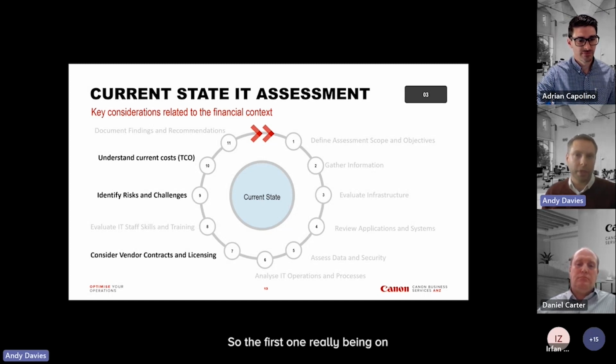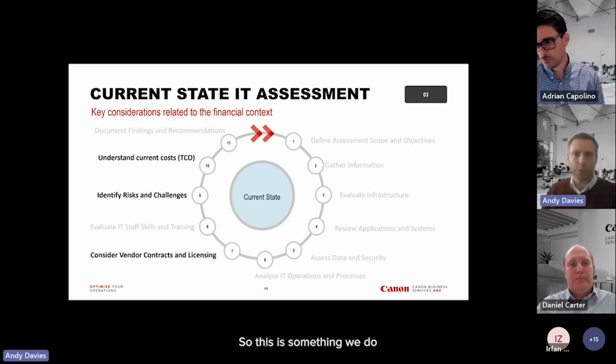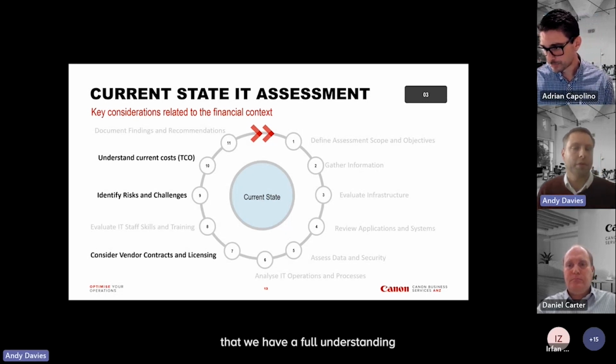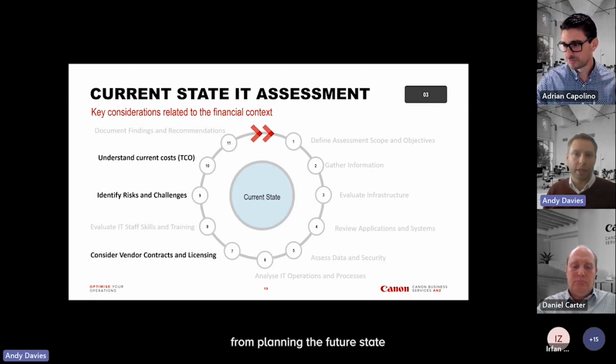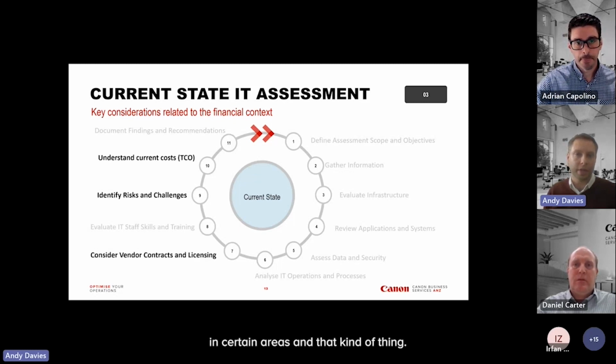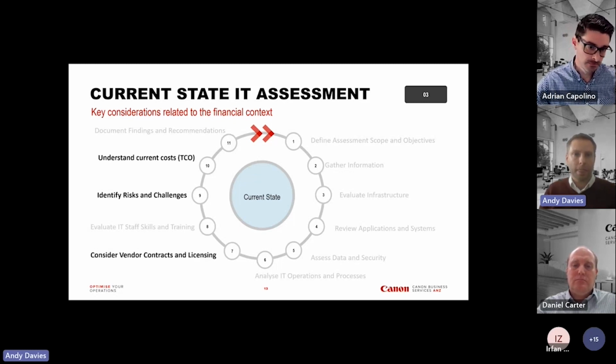The first one is to understand the current costs. What is the total cost of ownership of your current environment? This is something we do with all our customers to ensure that we have a full understanding of the costs involved. This really helps when planning the future state to identify if you're going to be making cost savings, or if you need additional investment in certain areas.